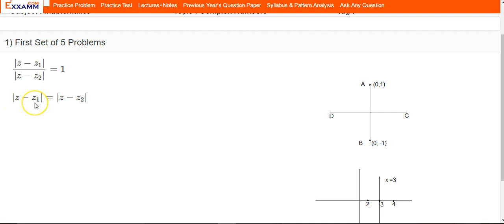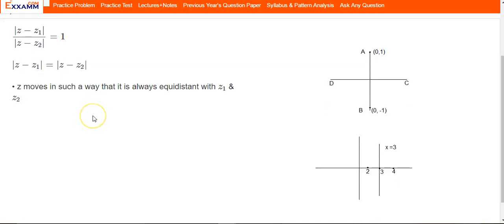That z is always equidistant from z1 and z2, so it should lie on the perpendicular bisector. So if A and B are 2 points, then CD would be the perpendicular bisector, and it would be representing this particular relationship. So modulus of z minus z1 is equal to modulus of z minus z2 would always mean that z lies on the perpendicular bisector of the line joining z1 and z2. Many questions have come in the past in JEE using this particular property.